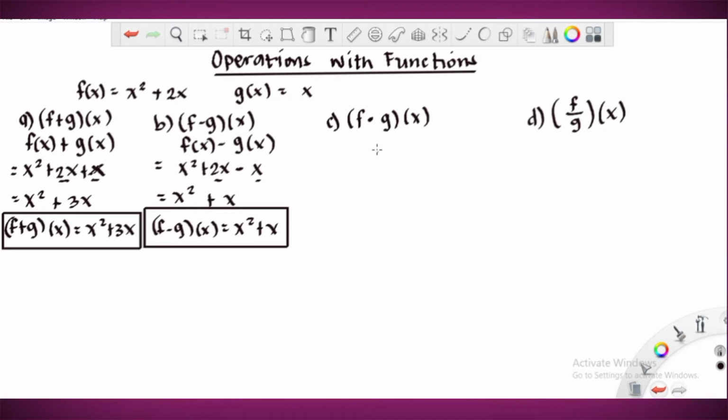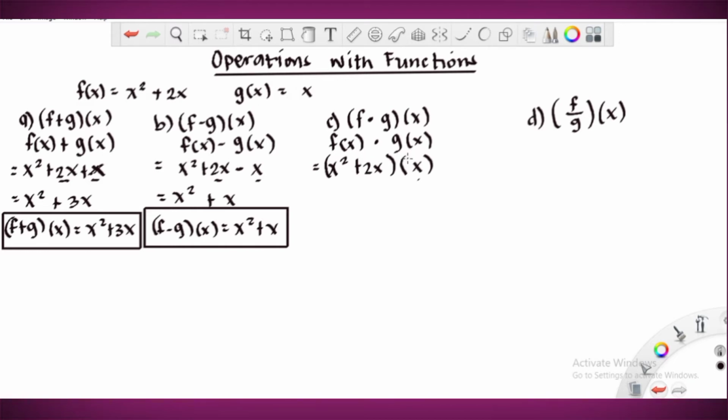And then let's have letter C, multiplication. So we will multiply f of x and the g of x. So let's first copy f of x. F of x is, ayun po, copy ulit natin, x squared plus 2x. Lagay natin sa parentheses because the operation is multiplication times g of x, which is x. So just multiply. Ito ay binomial, ito ay monomial. So itong monomial, i-distribute natin sa binomial.